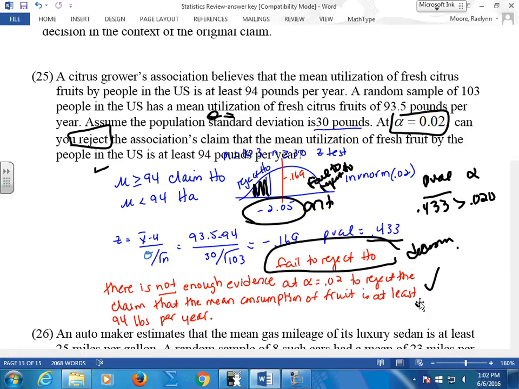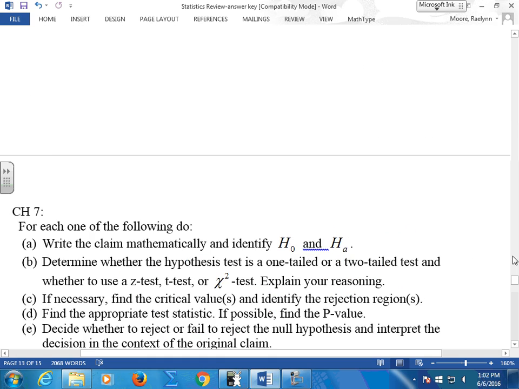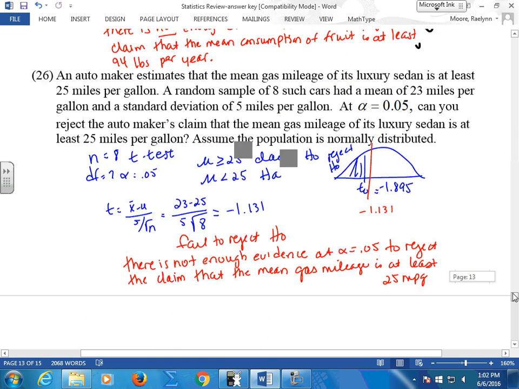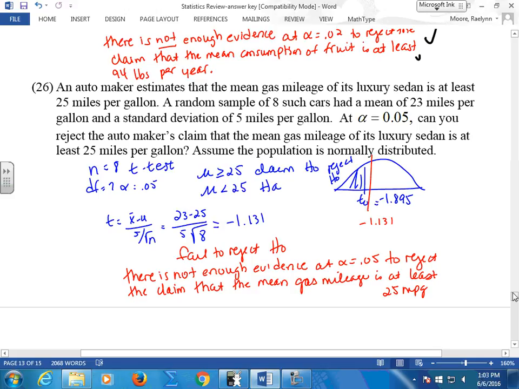Basically what we've been doing for the last month and a half is this guy. So I thought that'd be easier for you to do on your first day. An automaker estimates that the mean gas mileage is at least, again, greater than or equal to. We have a left tail test. However, this time, I sample 8 cars. I get in the same sentence the mean, which is from my sample, and the standard deviation, which is from my sample.